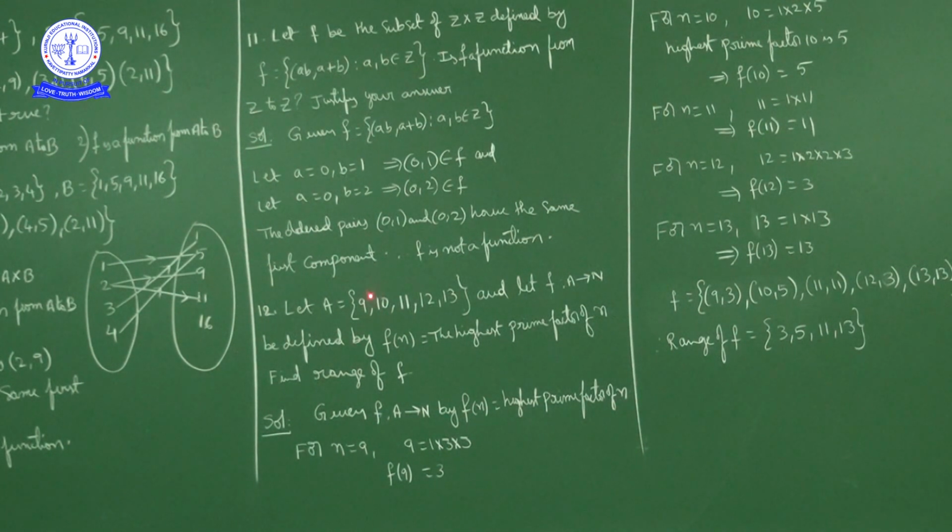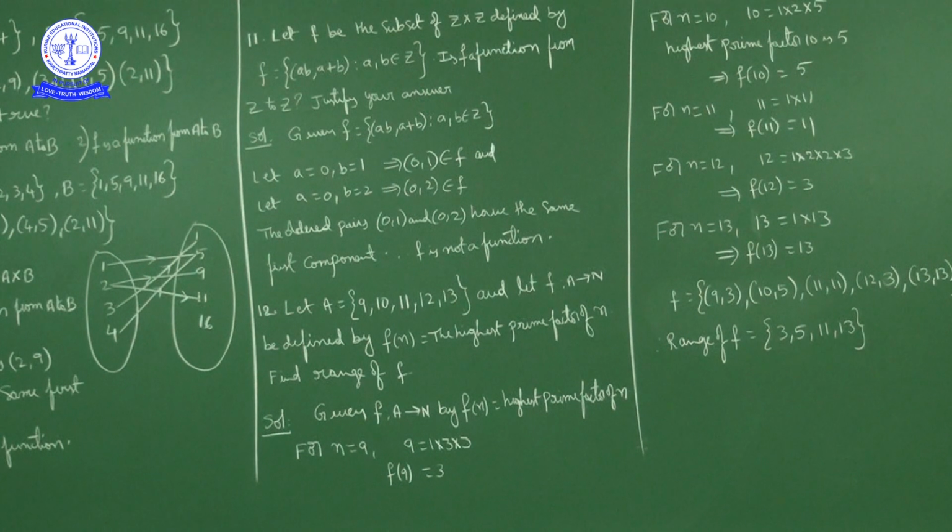Now for n equal to 9, we can write 9 is equal to 1 into 3 into 3. What is the highest prime factor here? 3. So F of 9 is equal to 3. Next, 10 we can write as 2 into 5, where 2 and 5 are both prime numbers. The highest prime factor here is 5. So F of 10 is equal to 5.